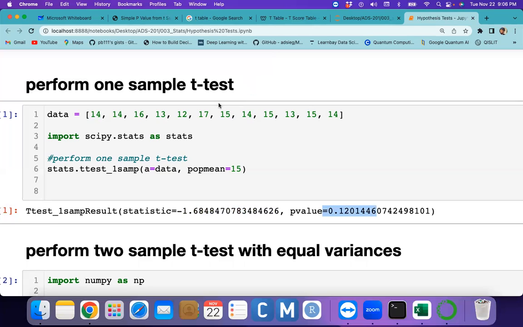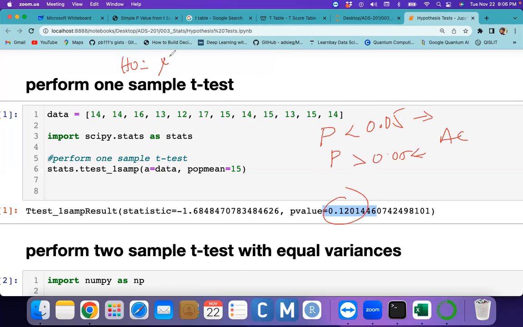So when the p value is provided, this is my p value, right? What I told you: if the p value is less than 0.05, my significance value, then we have to reject the null hypothesis. When the p value is greater than 0.05, then we should accept the null hypothesis. Here my null hypothesis is that my population mean mu is 15. My alternate hypothesis is that mu is not 15.